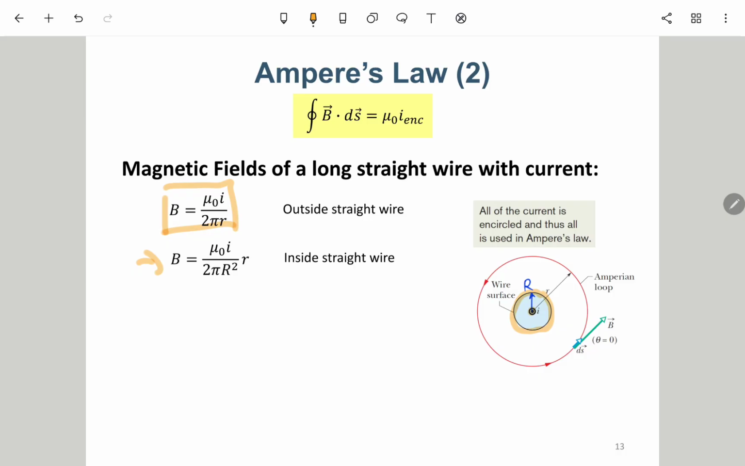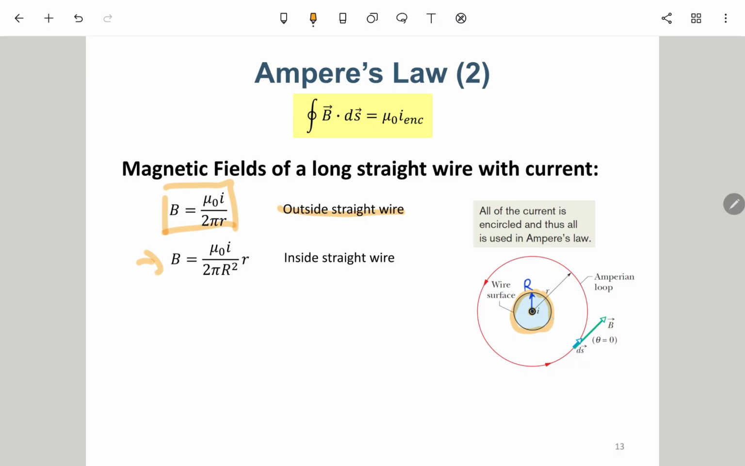So the first case is we determine the B field outside the straight wire, just like in chapter 23. There we had a sphere with a uniform charge distribution, and we determined the E field outside the sphere and also the E field inside the sphere. Here we have a long wire, but with a thickness, which means we have a radius for the wire, and we try to determine the B field outside the wire and also inside the wire.